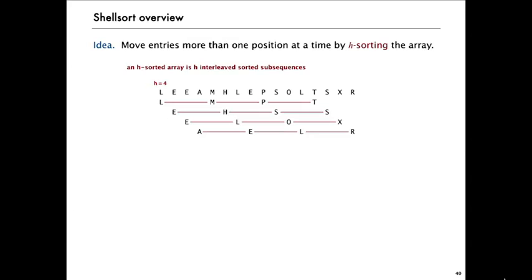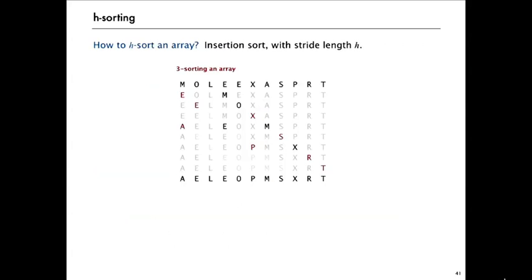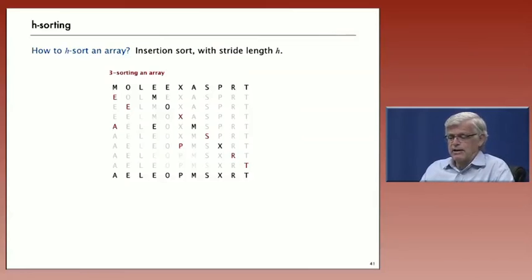That's a 4-sorted array. And what we're going to do is implement a sorting method that H-sorts for decreasing sequences of values of H. This is one of the oldest sorting methods, invented by Shell in 1959. In this case, it starts out with the input example shown, and then a 13-sort, a few items are moved, a 4-sort, a few more are moved, and then finally a 1-sort. And the idea is that each of these sorts can be implemented with only a few exchanges, given that the previous ones happened.